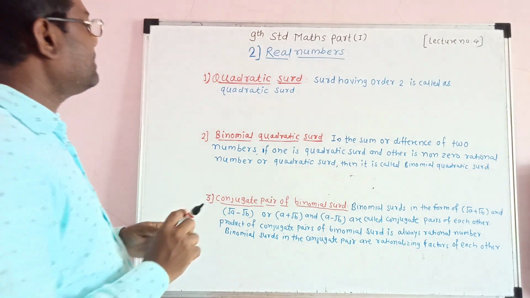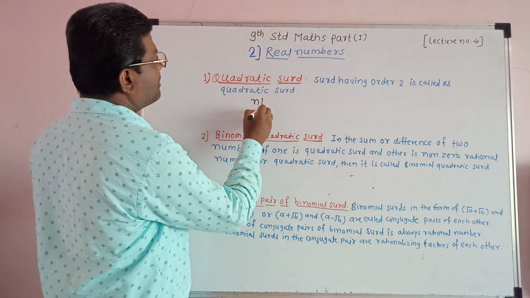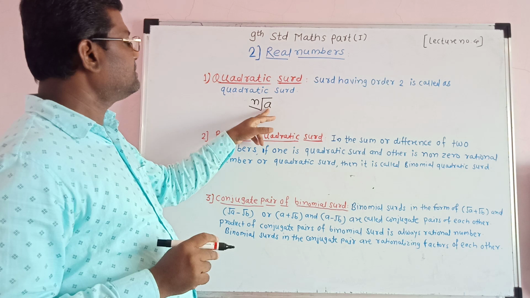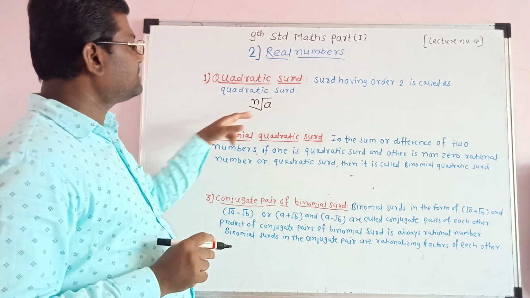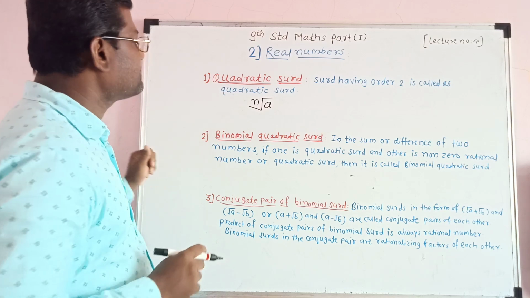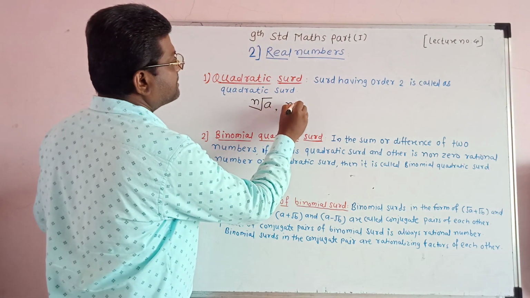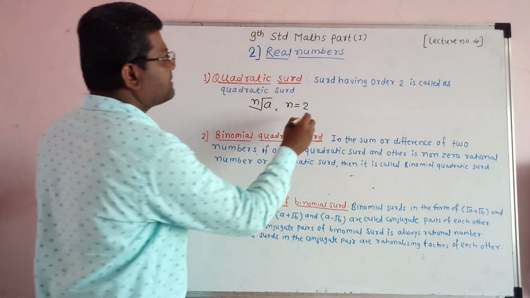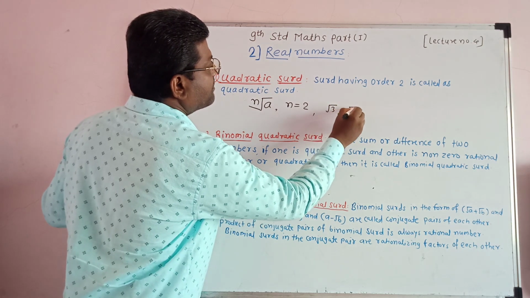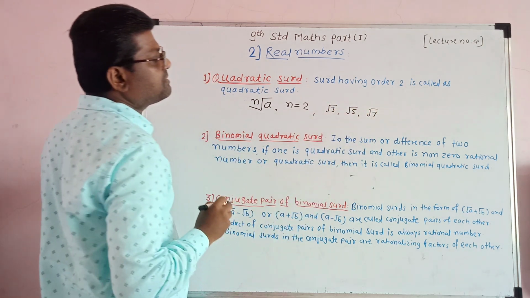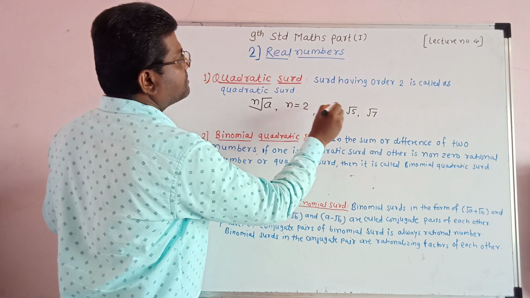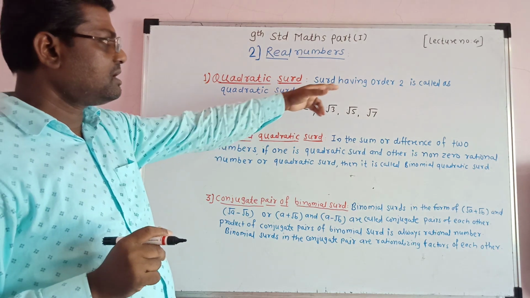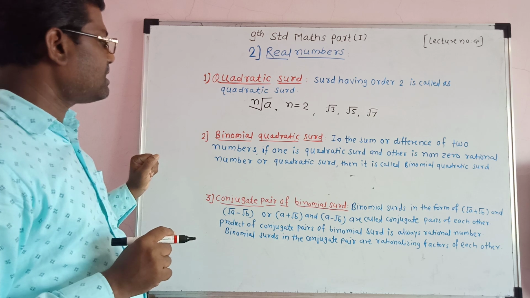We know that any quadratic surd can be written in the form of nth root of a, where a is called a radicand, n is called the order of the surd, and this sign is called the radical sign. If the order n is equal to 2, then the surd is called a quadratic surd. For example, root 3, root 5, root 7: these surds have order 2. Therefore, these surds are called quadratic surds. So, a surd having order 2 is called a quadratic surd.